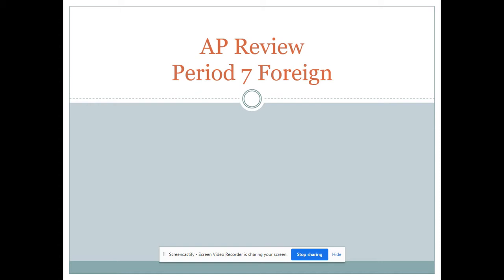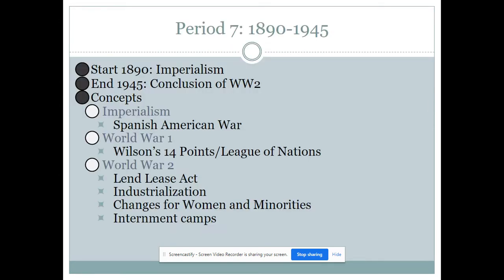So this is the second half of period 7. We had done the domestic portion last, and this time, while the time frame is the same, the topic is different. It's still 1890 to 1945, and we see that with the start of imperialism in 1890 and the end of World War II driving the end point. So in terms of imperialism, we'll use the Spanish-American War as kind of an apex of that.